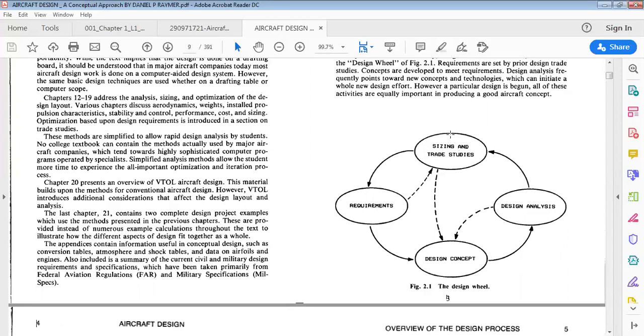In this sizing and trade studies, what happens, we have a range trade studies, endurance trade studies and payload trade studies. In this range trade studies, you already know what the range of an aircraft is. Range of an aircraft is nothing but the total distance covered by an aircraft with one tank of fuel. It is called range. So if you are designing a civil aircraft, a transport aircraft, according to that we are going for range studies.